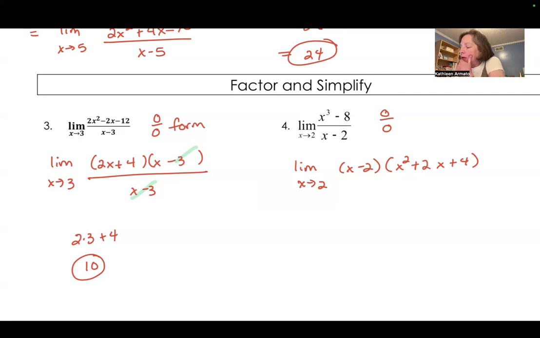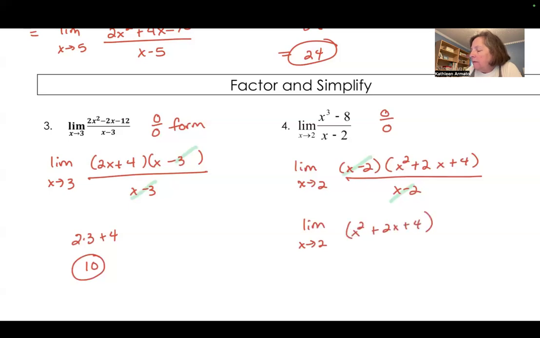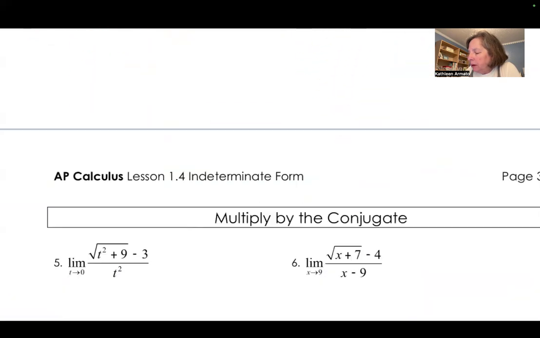Now give me x cubed minus 2x squared plus 2x squared, minus 4x plus 4x. Yeah, that works. Over x minus 2. Hey, look, that's what was giving me the 0 over 0. So I just factor that out and cancel it. And so now I just have the limit of x squared plus 2x plus 4, which will equal 4 plus 4 plus 4, which is 12. All right.